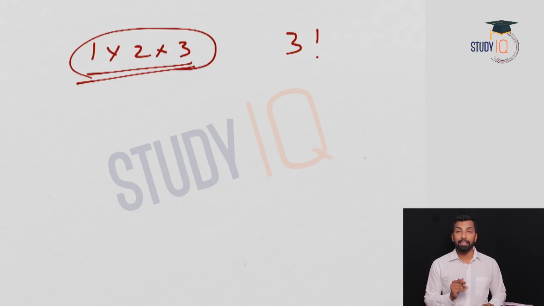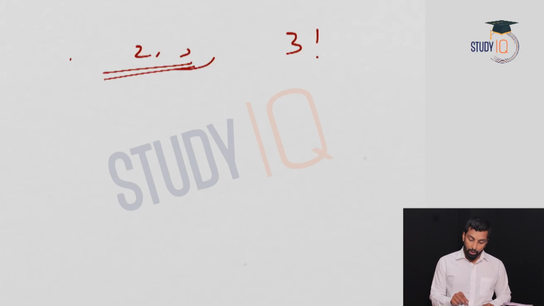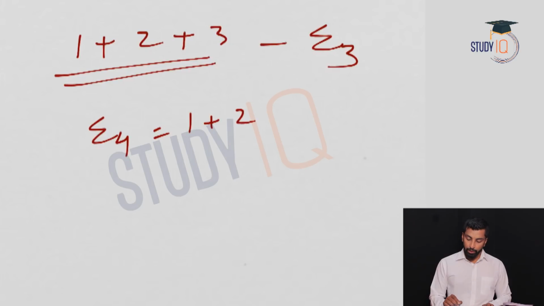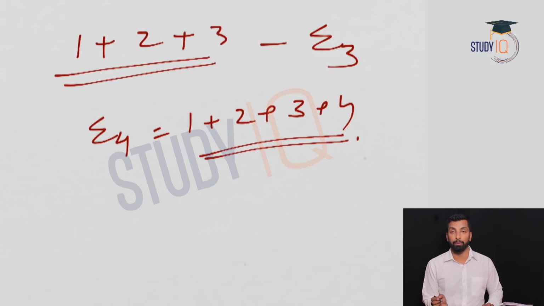Now here in this session, we are going to discuss about sum of first n consecutive natural numbers. In the previous session, if it was product of first n consecutive natural numbers, here we are going to look at sum. So it's like 1 plus 2 plus 3. So this is sum of first 3 natural numbers. We write it as sigma 3. So what about sigma 4? 1 plus 2 plus 3 plus 4. Okay, so basically sum of first 4 natural numbers.